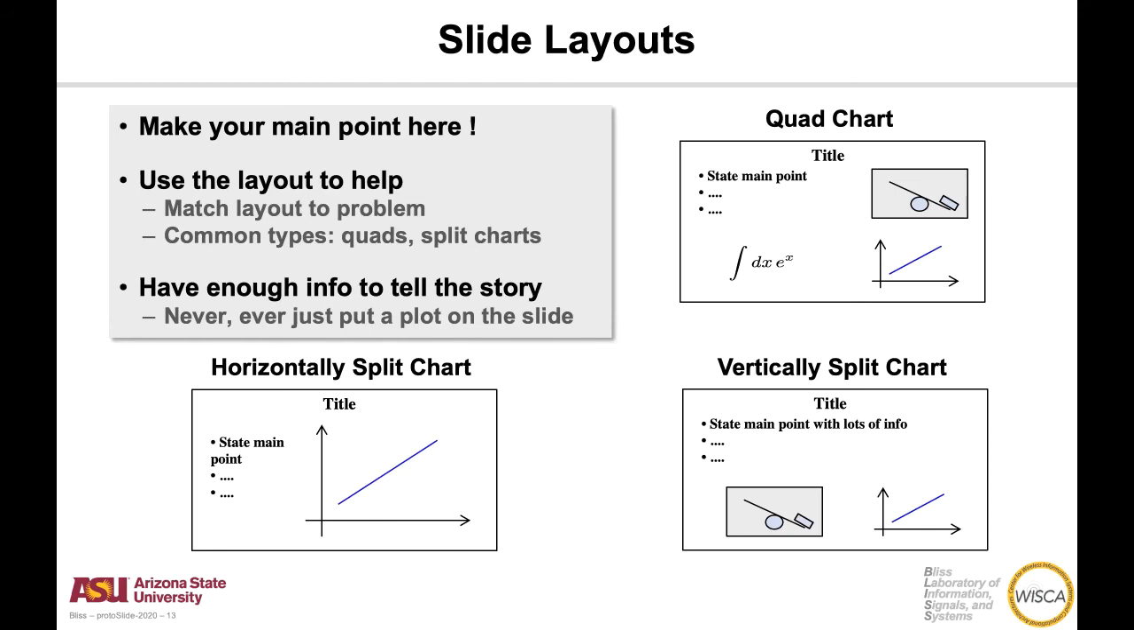The quad chart basically is good for presenting lots of information at a high level, but not with a lot of detail. The horizontally split chart is commonly used when you're actually diving into something, particularly if you have a nice plot. Obviously, split these things in other ways, depending on the nature of the problem.